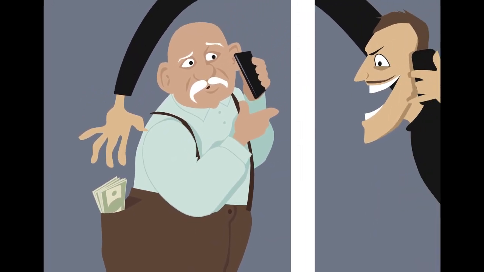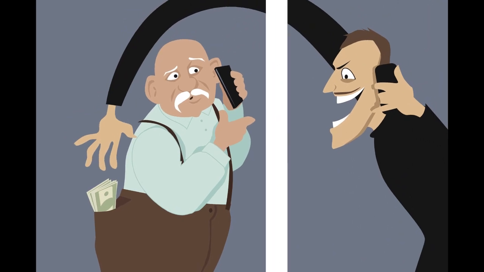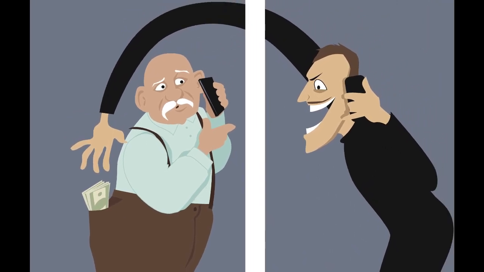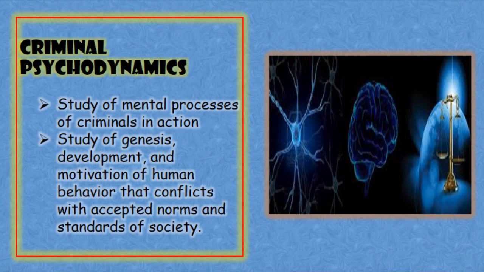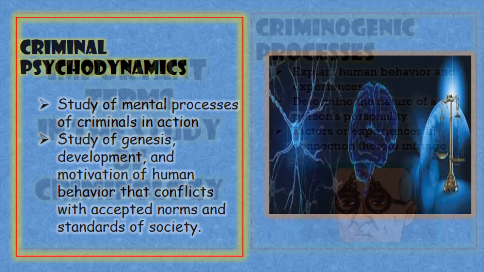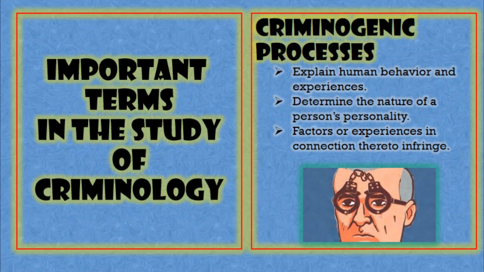Okay? Hindi lang iisa. So there, don't forget or just keep in mind, under criminal psychodynamics, we are going to focus more on the mental processes or the mentality of the criminal person. And while on the criminogenic processes, just take note, it is focused on human behavior in relation to experiences or in relation to an experience of that certain person.